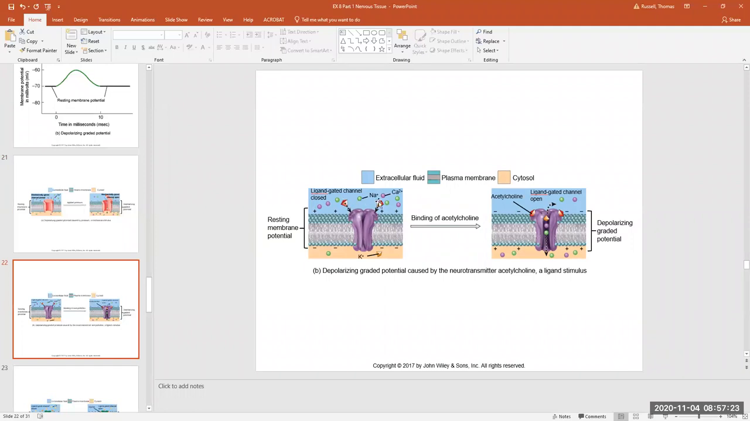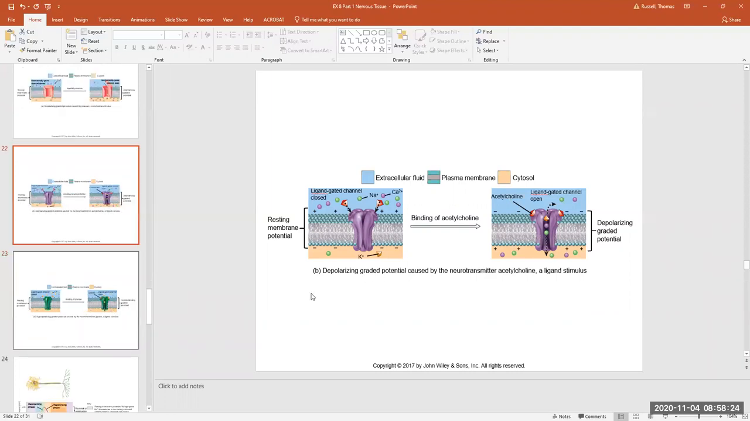Chemical gates open in response to chemicals. These chemicals are called neurotransmitters when they come from a neuron. If the neurotransmitter opens a sodium channel or a calcium channel, sodium and calcium will enter. If it's a potassium channel, potassium will always leave. So here they show a generic channel. Sodium and calcium would come in, but potassium can leave. In this type of channel, a neurotransmitter, in this case called acetylcholine, is opening the gate. So we can gain positive charges, in which case we become depolarized because we're gaining more positives than we lose. If you gain positives, you become positive. That's called a depolarizing graded potential.